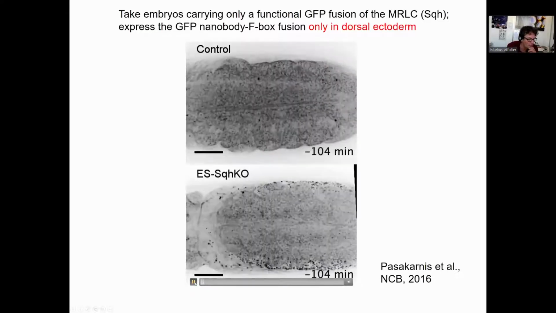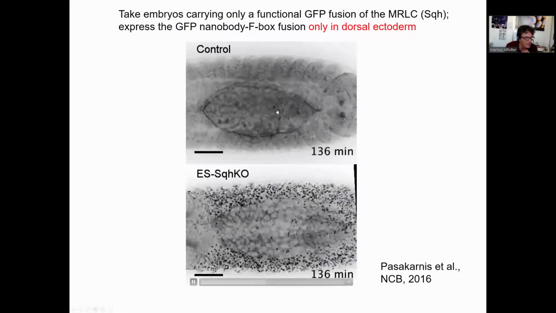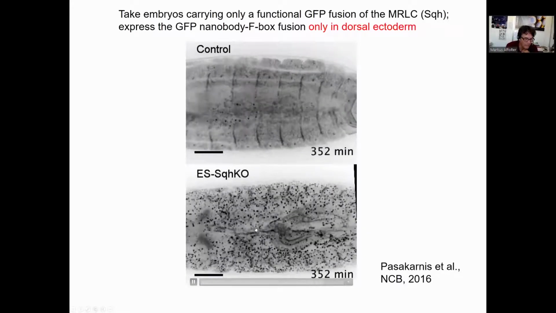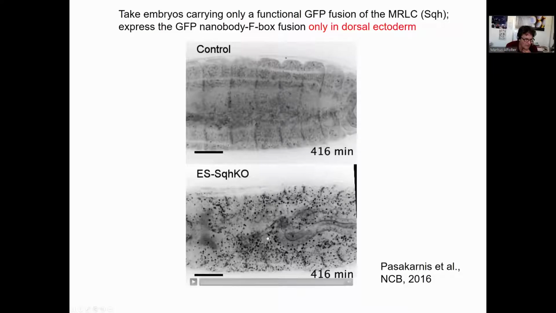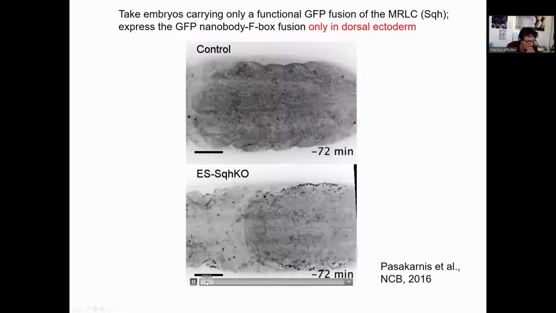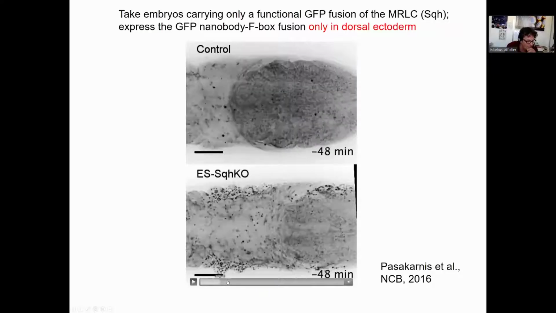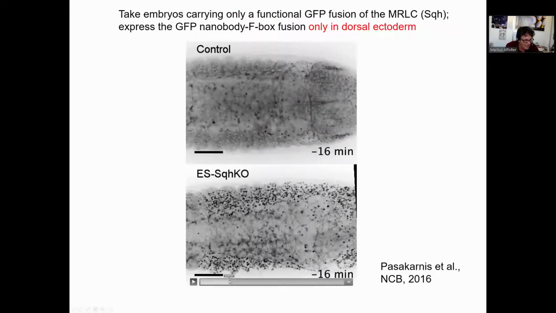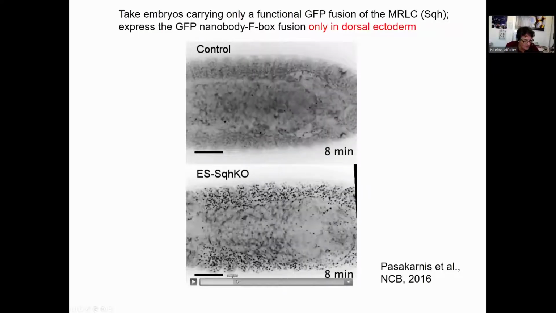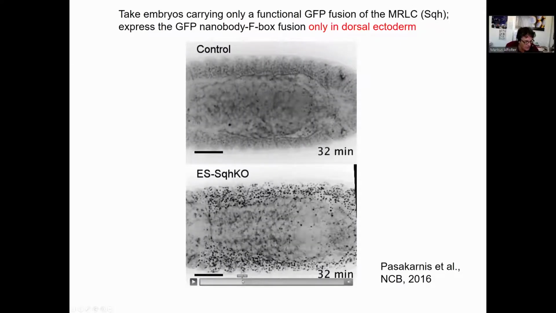Here you have the movie. Wild type closes again, and the mutant closes as well. So if we have pulsing forces but no purse string, dorsal closure occurs. This is the result. Here the cells, you don't see it, but they still pulse. But you see the purse string is gone.